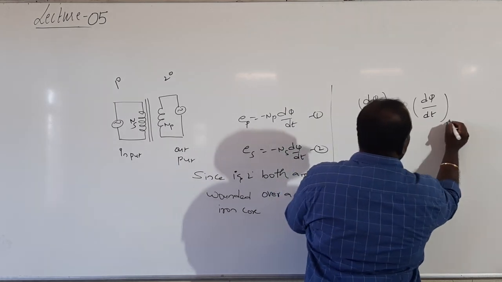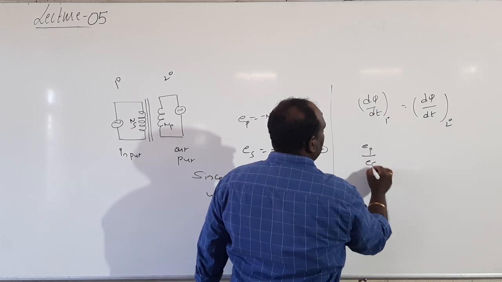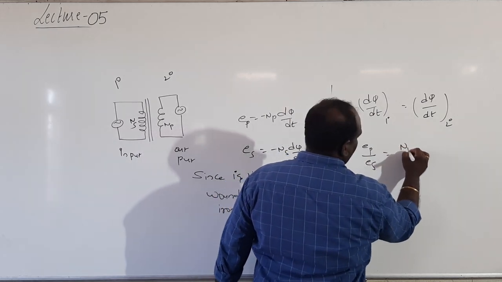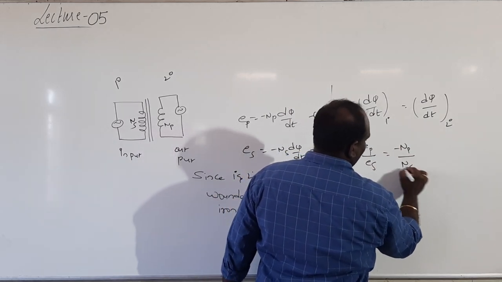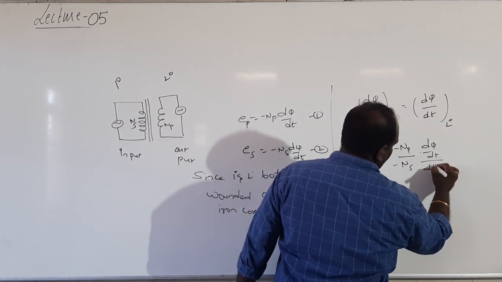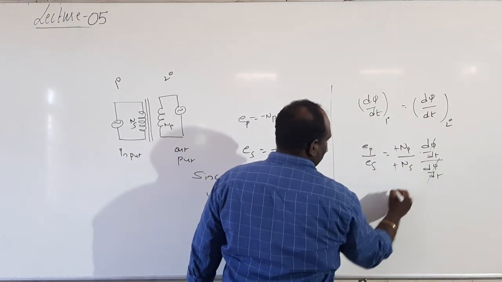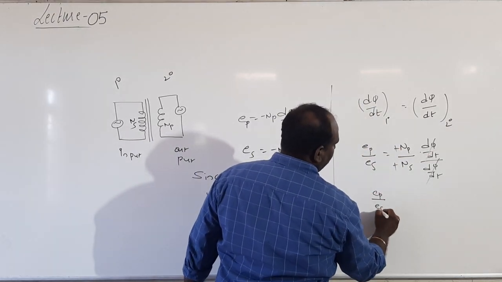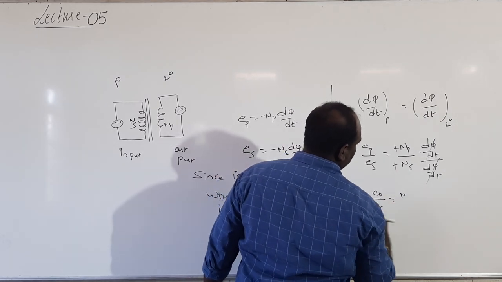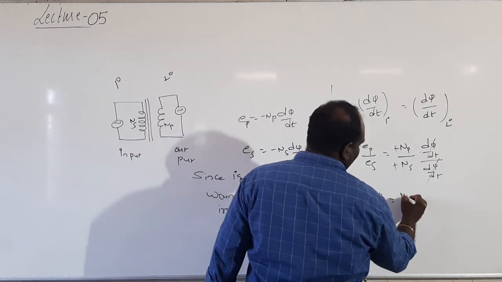These both are the same. Then if I take the ratio Ep by Es, it is equal to minus Np by minus Ns. Since the flux linked with the primary and secondary are both the same, these two get cancelled, and the minus gets cancelled. You get Ep by Es is equal to Np by Ns.